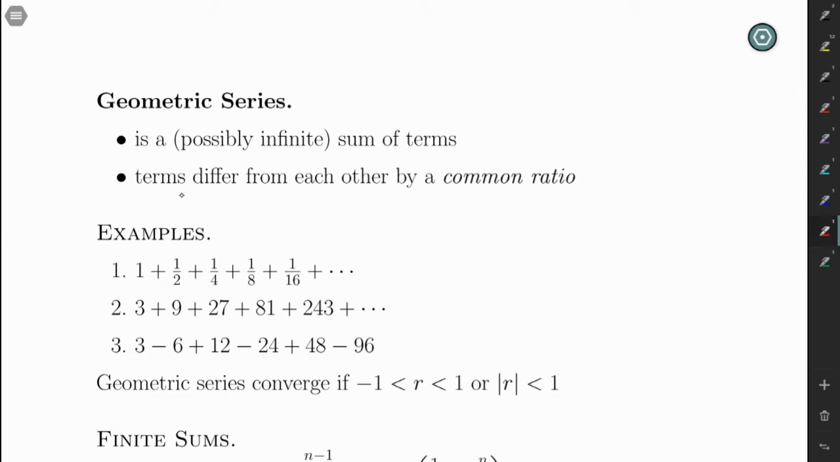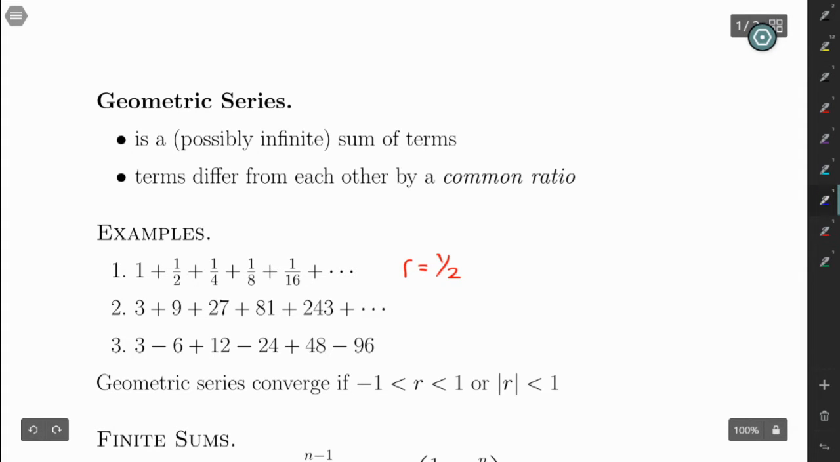In a geometric series, terms differ from each other by some common ratio. So in the first example here, the ratio is a half. To arrive at any subsequent term, you multiply the preceding term by a half. So 1 times a half is a half, times a half is a quarter, times a half is 1/8.